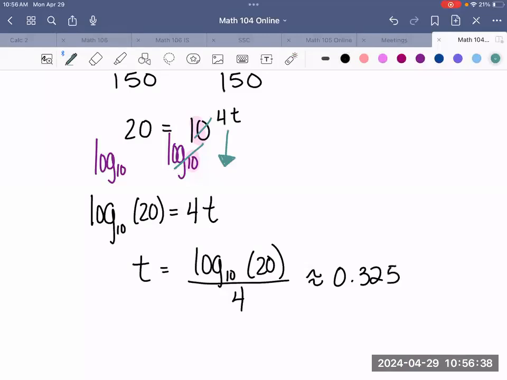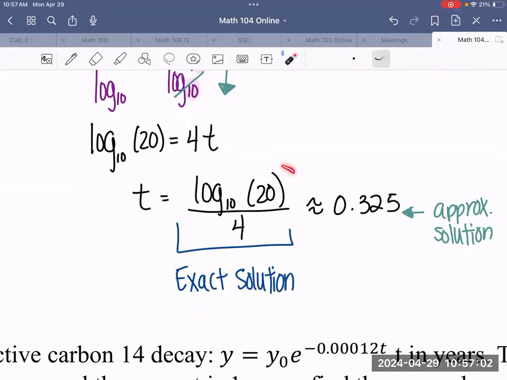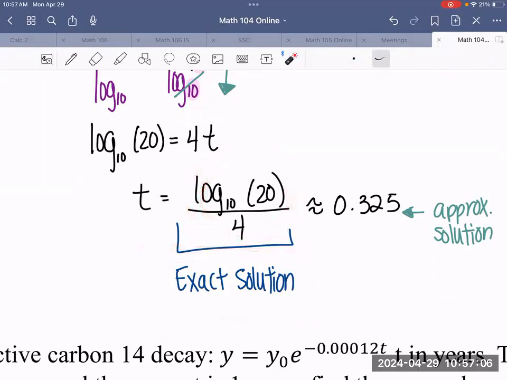Now this is called your approximate solution. Your rounded solution, your estimated solution, whereas this value here is your exact solution. Exact meaning we need a calculator to give us what this value is. So punching it into your calculator is always going to be that exact solution form.